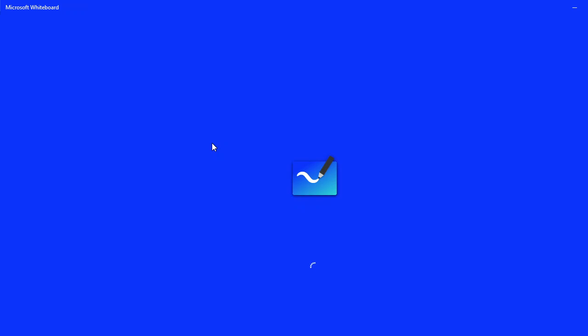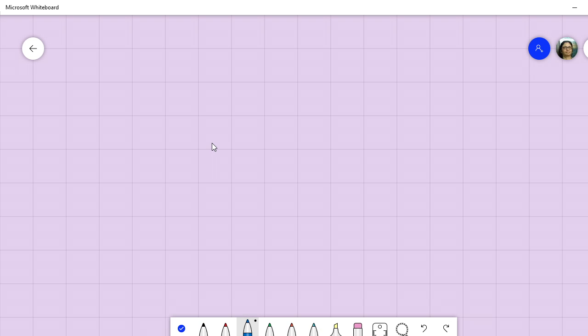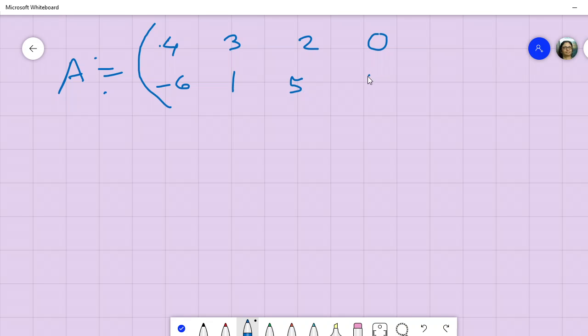So rank of a matrix is defined through submatrices, a submatrix which has the minimum value. Say A is of order, say, 2 by 4. The first row is 4, 3, 2, 0 and the second row is minus 6, 1, 5, 2. So this is a matrix of order 2 by 4.